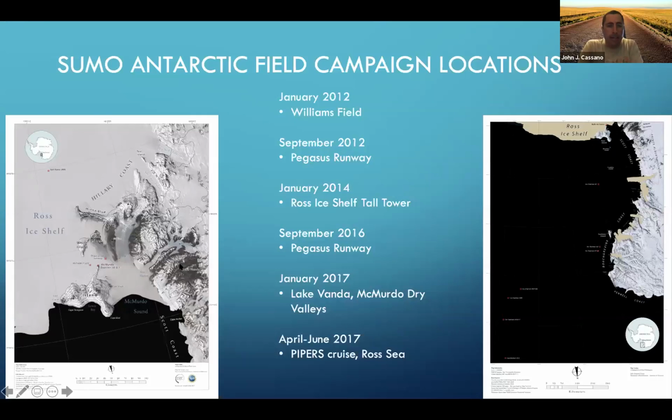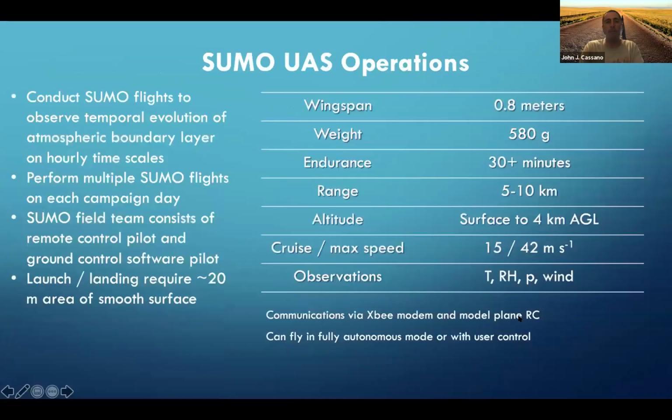And then there's a red dot here in the mountains west of McMurdo Station. This is in the McMurdo Dry Valleys. This was a campaign we did in collaboration with the New Zealand Antarctic program. And then the map on the right is showing the PIPERS cruise. This is a research cruise that went into the Western Ross Sea from April to June of 2017. And we did SUMO flights as part of that campaign as well.